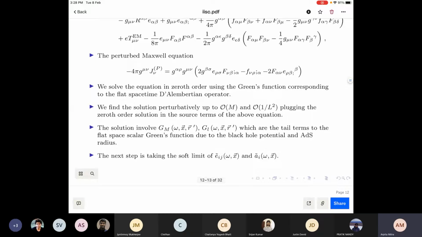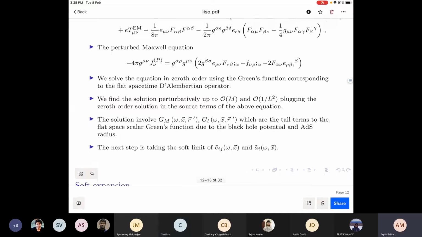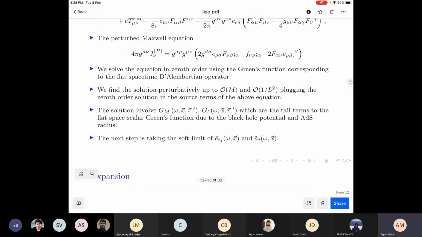So choosing this isotropic coordinate was just for the calculation help. And using this Synge-Wald function, we computed the tail terms to the flat space Green's function. There are two tail terms: one is the tail due to the black hole mass, and the other is due to the AdS potential.